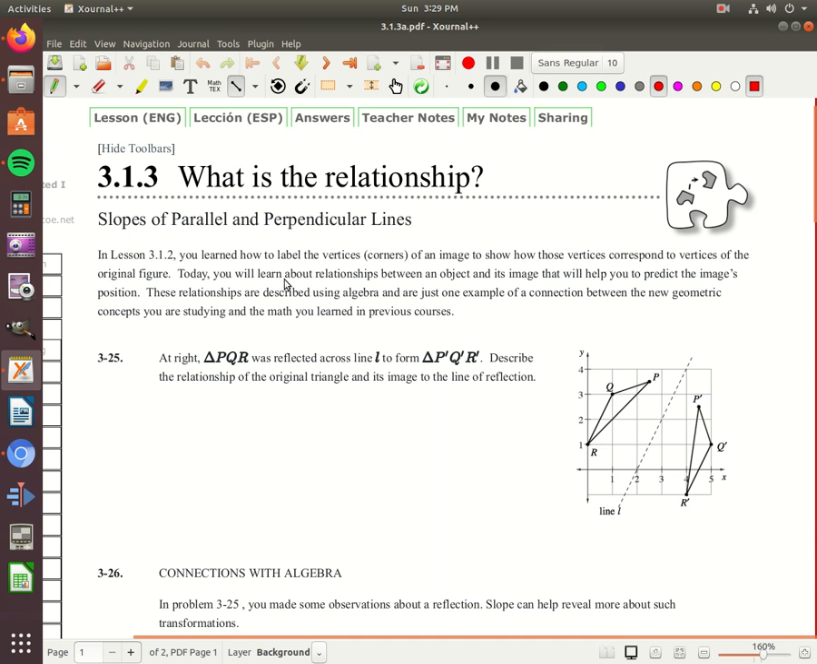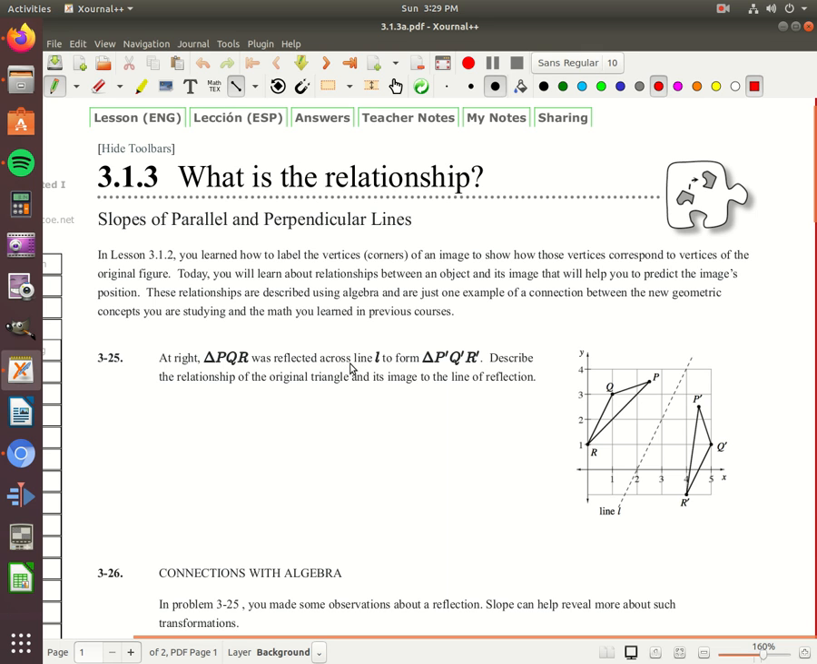In lesson 3.1.2, you learned how to label the vertices (corners) of an image to show how those vertices correspond to the vertices of the original figure. Today you will learn about relationships between an object and its image that will help you predict the image's position. These relationships are described using algebra and are just one example of a connection between the new geometric concepts you're studying and the math you learned in previous courses. I think it's pretty cool.